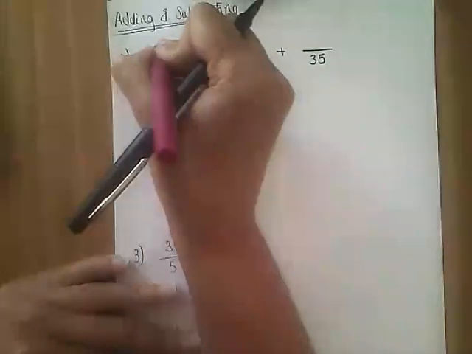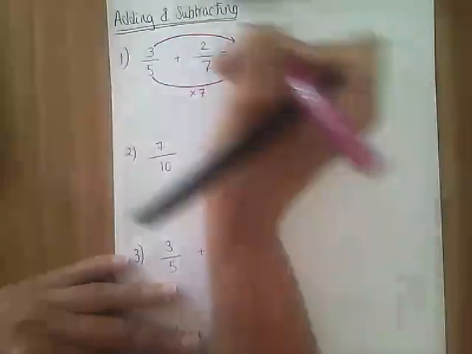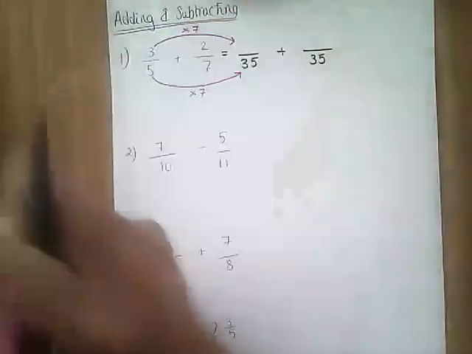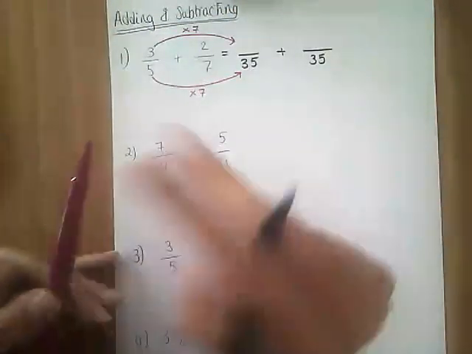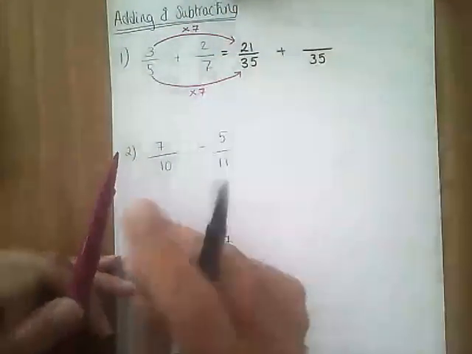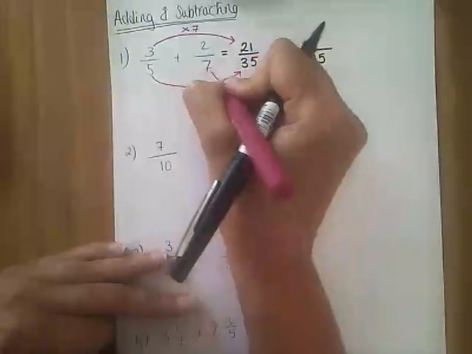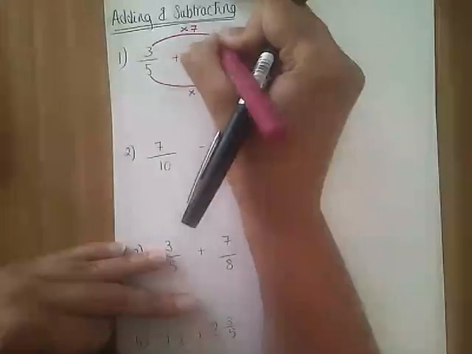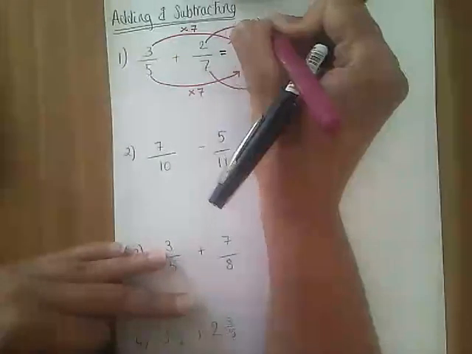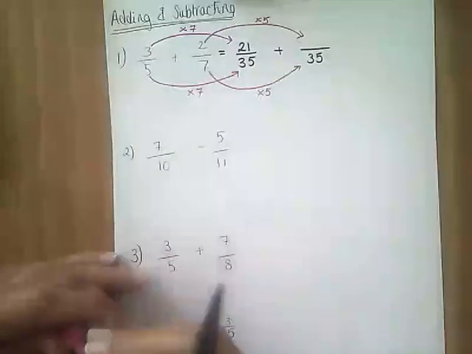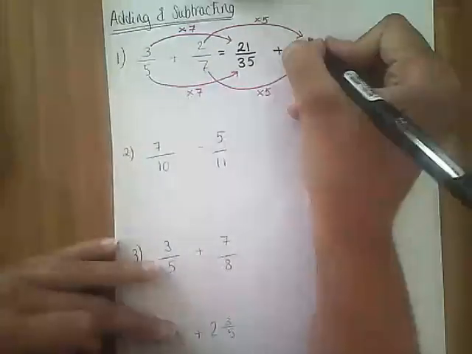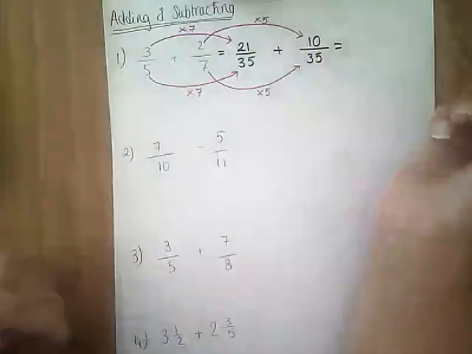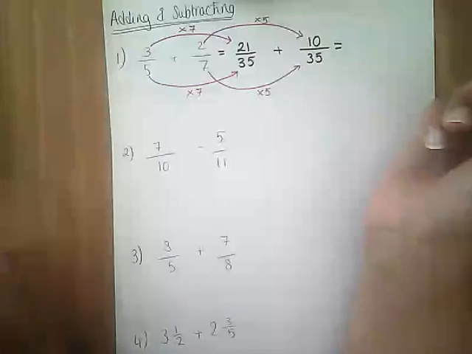Now, because we need to keep the fractions equivalent, that means I've got to times the top by 7. So 3 times 7 makes 21. What have I done to that 7 to get it to be 35? I've times by 5. In order to keep the fractions equivalent, I have to do the same to the top. So 5 times 2 makes 10. So now our sum is 21 over 35 plus 10 over 35.